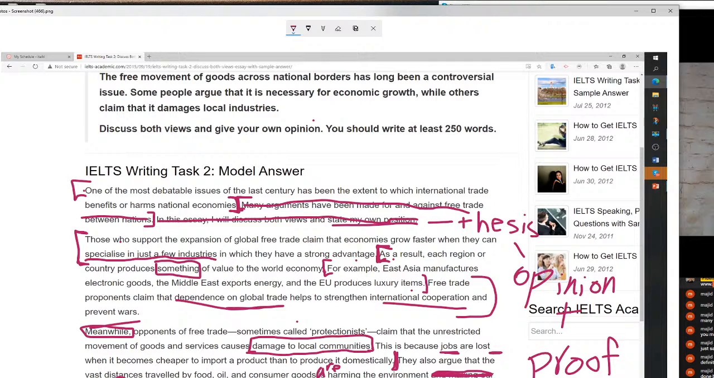But again, you only have 40 minutes. Why would you want to make your life harder and have to explain more things? Narrow down, focus. Just saying it's harming the environment, that's plenty. You don't need to add more that you then need to explain later. Make your life easier. Don't make your life harder. You only have 40 minutes.